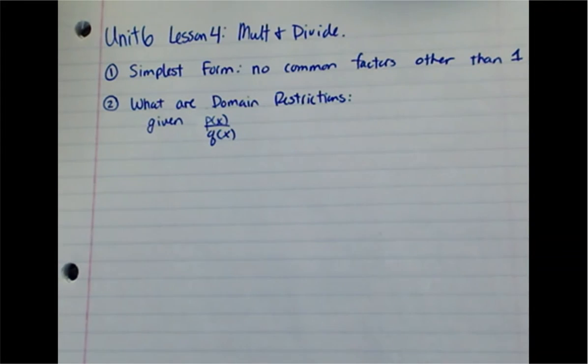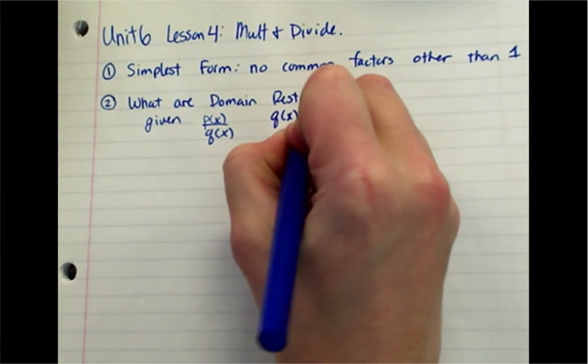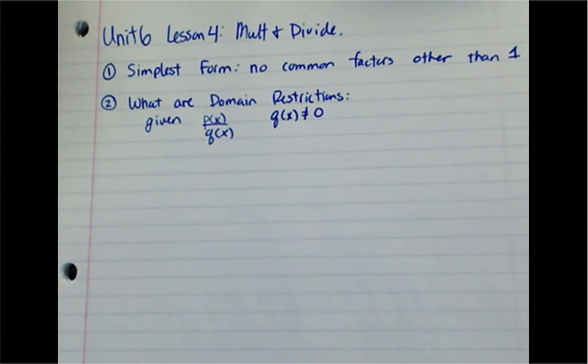Okay. Given the ratio of polynomials, the denominator can't be 0. That's your restriction. Okay? That's it. All I'm going to ask you to do is list them. Those are your vertical asymptotes and your holes. I'm not asking you to graph this. I'm just asking you to list them for me.